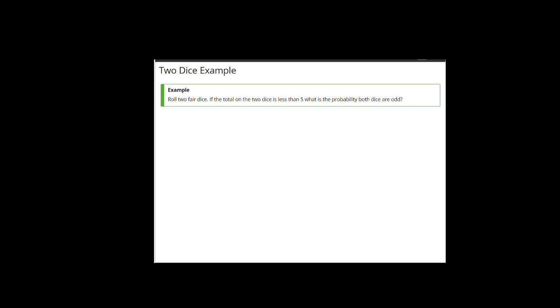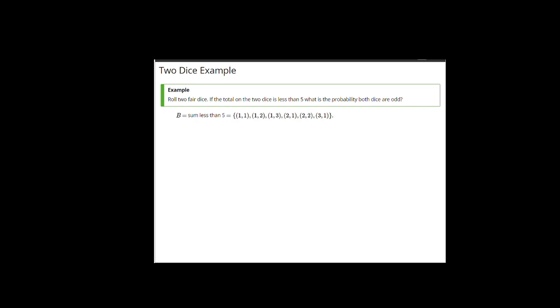Here's an example. I roll 2 fair dice. If the total on the 2 dice is less than 5, what's the probability that both dice are odd? There are 2 events at play in this problem. B is the event that the total is less than 5. We can write that event out. It's of the form 1,1, 1,2, 1,3, 2,1, 2,2, and 3,1.